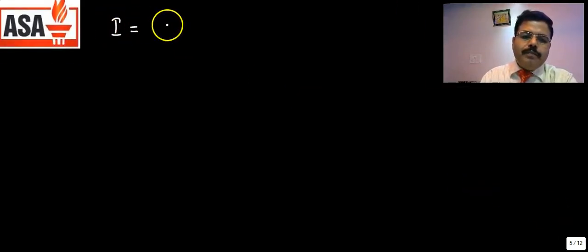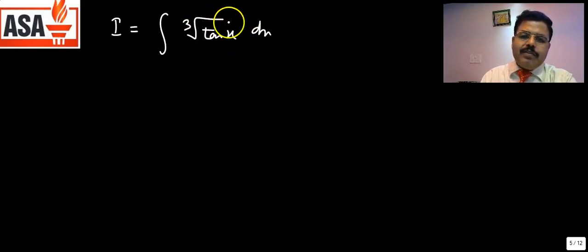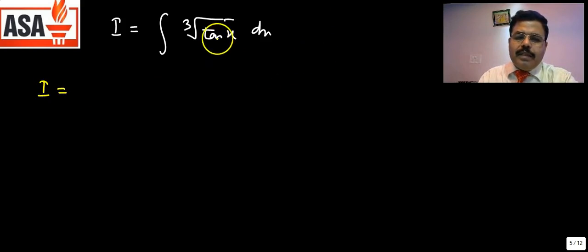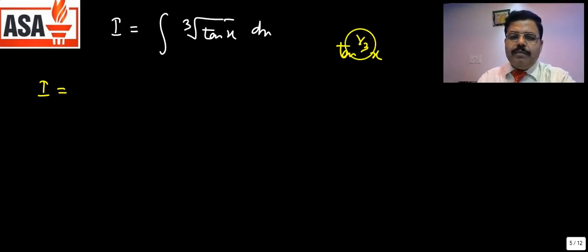I is equal to integration of cube root of tan x dx. So what to do? To solve this question, one should think that this is tan x to the power 1 by 3, tan to the power 1 by 3 x, that we need to integrate. So we can put it in tan to the power 1 by 3, when it will come. If you integrate this, then tan to the power 1 by 3 should come either in numerator or in denominator, in both the cases. So a specific integration is to be taken care of.